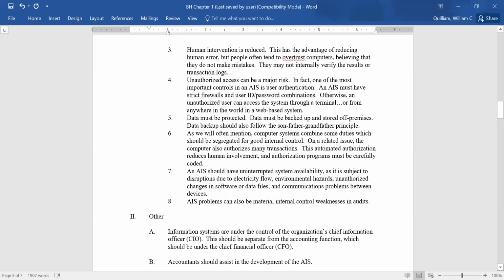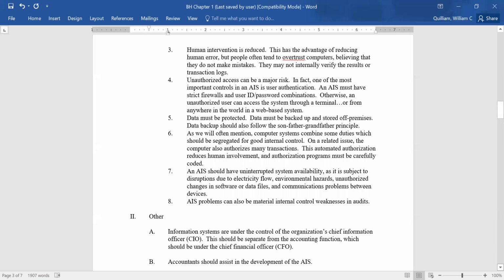Then fourth, unauthorized access can be a major risk. In fact, one of the most important controls in an accounting information system is user authentication to make sure it's the right person. And an AIS must have strict firewalls to keep unauthorized users out, and also user ID and password combinations. Otherwise, an unauthorized user can access the system through a terminal or from anywhere in the world in a web-based system. In fact, at Florida Southern, our audit partner said a while back that if he wanted to get into our system, he would probably do so through the copier if he were a hacker. He wouldn't have to physically be in front of the copier, but he would hack into our information system through the copier since all of our computers in the building are connected to the copier.